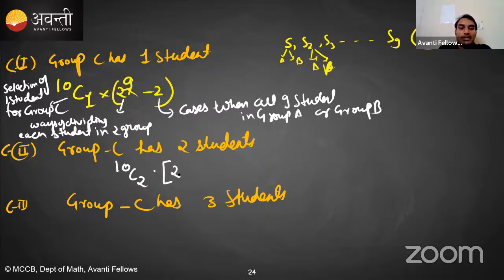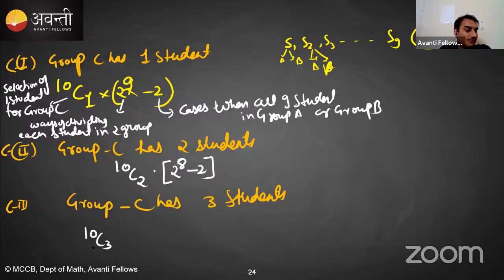First student in 2 ways, second student 2 ways, third 2 ways, fourth 2 ways, like this, 2 raised to the power 8. Again, there are 2 cases when all the students are in group A or when all the students are in group B. So these 2 cases you have to subtract. So 2 raised to the power 8 minus 2 is done. Clear? Clear?